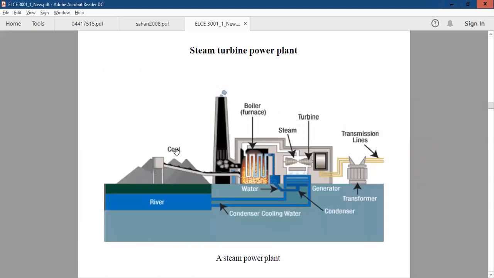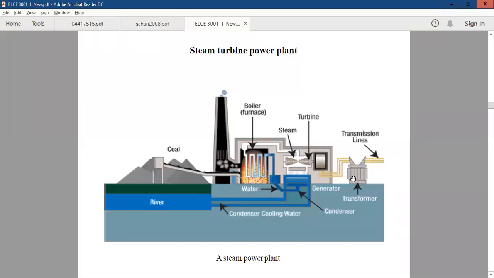This type of system works on the physical principles of vapor power cycles, or Rankine cycles. Steam, here in the boiler, is expanded in the prime mover. Then we have a turbine which is connected to a generator, and it will produce electrical energy and electrical power, which is going to be transmitted to the consumer through transformers and transmission lines.